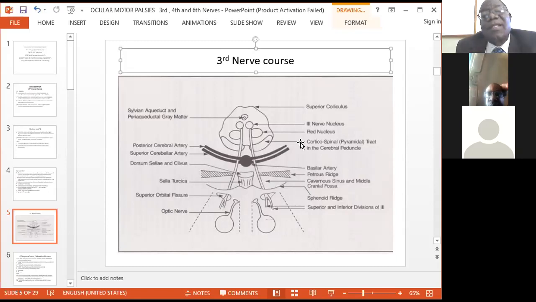What's the importance of knowing this? Because if the red nucleus is involved, there will be this spastic paralysis of the side. Then you will know this lesion is not peripheral. By being not peripheral, it's not after leaving the brainstem, it's within the brainstem because of the presence of the other features.